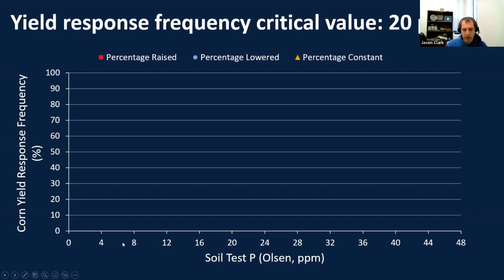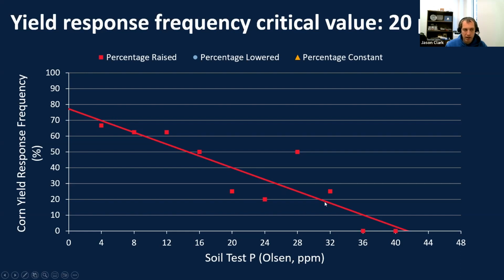So again, soil test level down here, we look at the percentage of time where we saw a yield increase. The relationship looks like this, which is what we'd expect. If we're at a lower soil test level, we're going to see a higher chance of phosphorus response. As we increase in soil test level, we see a decrease in response.